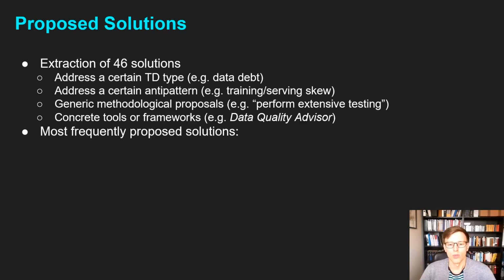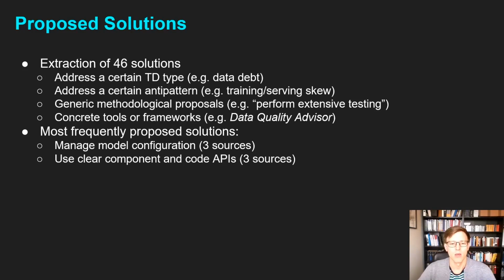Some solutions were proposed frequently. For example, one solution was to explicitly manage your model configuration. This solution suggests to use the same treatment for model configurations as you would for source code, so reviews and versioning, for example. Another proposal was to use clear component and code APIs to combat glue code and pipeline jungles. If you hide your packages behind custom interfaces, then you are also robust towards swapping out general purpose packages.